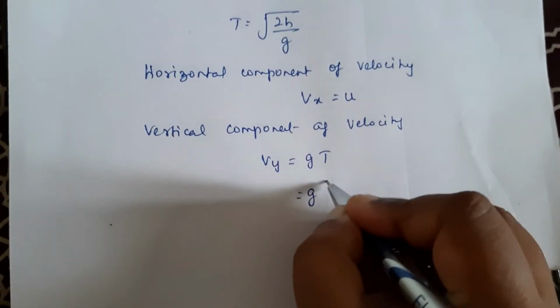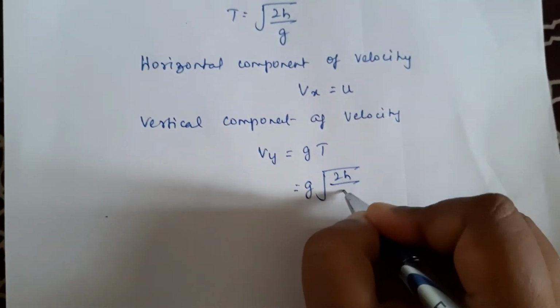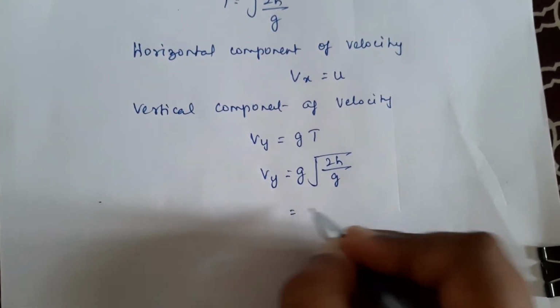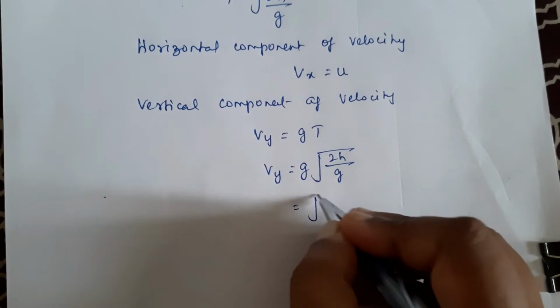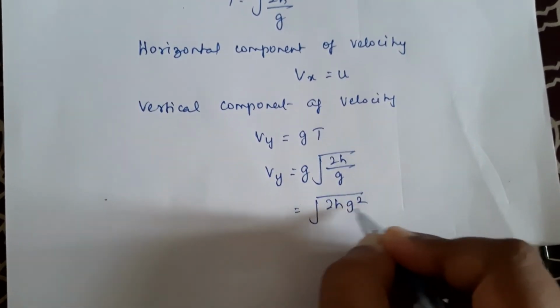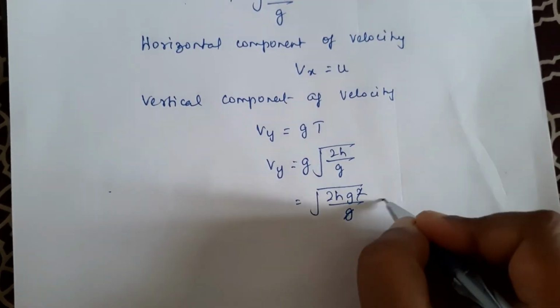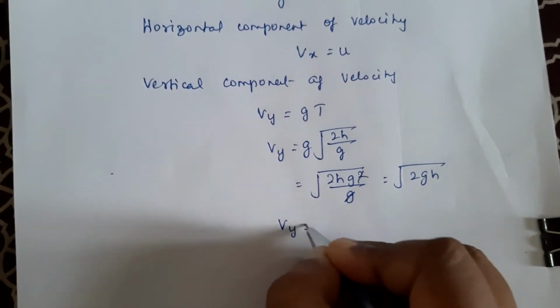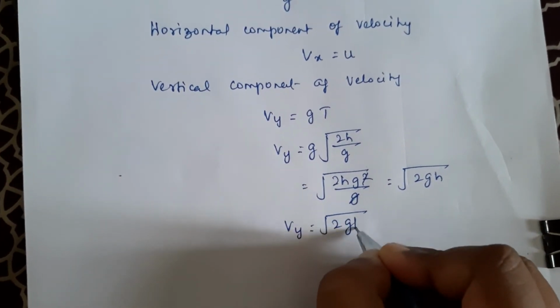So Vy is equal to g into root of 2h by g. Now, this can be written by bringing g inside, that is root of 2h g square by g. So g and g will get cancelled, and you will be getting 2gh. So Vy is equal to root of 2gh.